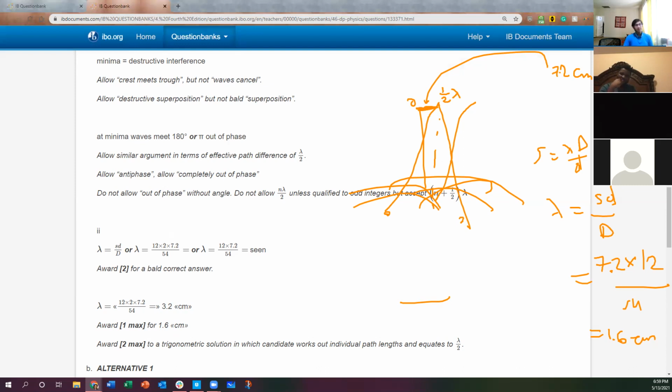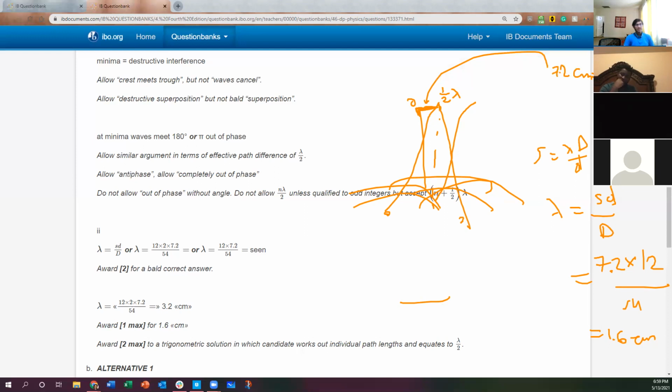Reason being, this isn't fringe spacing. The 7.2 centimeters is half of S, because remember, we're going from the central maximum to a minimum point. Fringe spacing means we're going from maximum to maximum. This is half S. So if we take half of S, we need to do 2D over here. Okay. That means S equals lambda D over d.